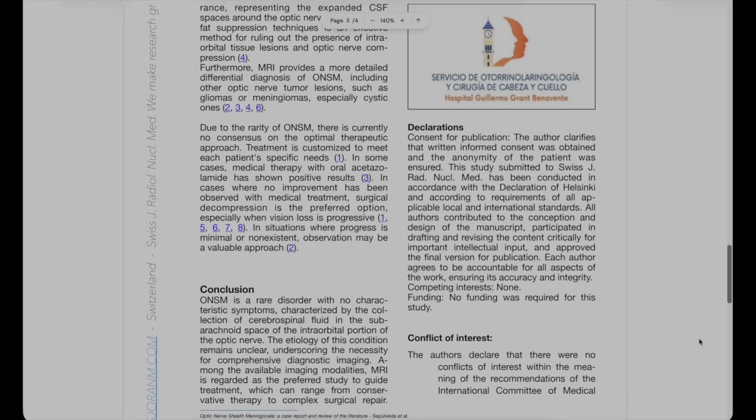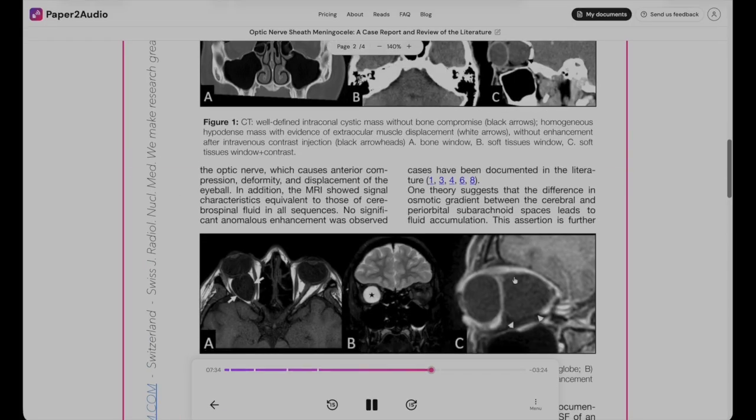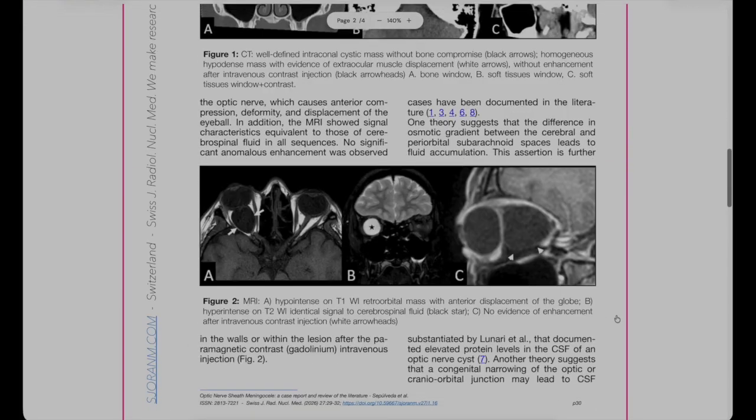Figure 2b summary. The figure is an MRI scan. The MRI reveals a hyperintense area with a signal similar to cerebrospinal fluid. This suggests the presence of fluid accumulation or a cyst-like structure in the region. The signal characteristics match those of cerebrospinal fluid, indicating a possible fluid-filled cavity or abnormal fluid collection.